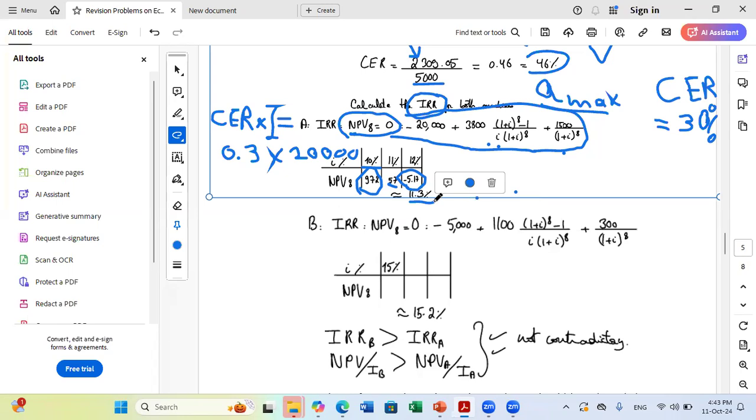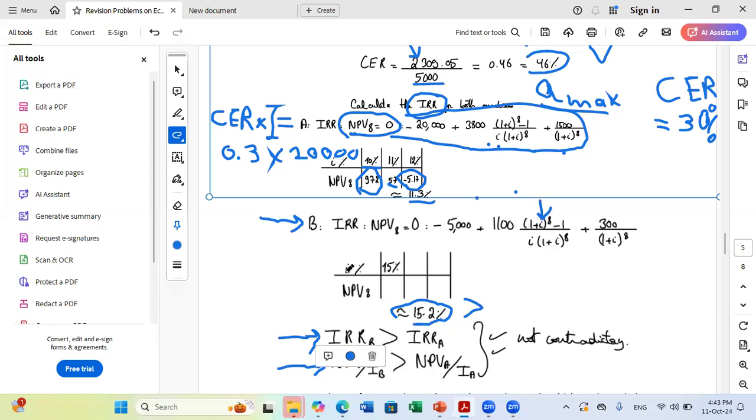Now, we'll repeat the same procedure for project B. To get the internal rate of return of project B, we'll set the NPV at year 8 to 0, and also our only unknown is I. So if we solve, we get an IRR of 15.2%, which is larger than the IRR of project A. So we can deduce from our analysis that both factors are in favor of project B. Project B has a larger internal rate of return and has a larger CER, so we'll opt for project B.